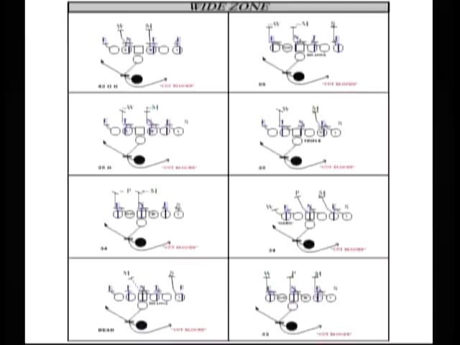Remember now, you're going to go against 4 down, 3 down, and 5 down. 4-2 over, 4-2 under, a 3-2, a 3-3 stack, and 5 down are the base fronts.